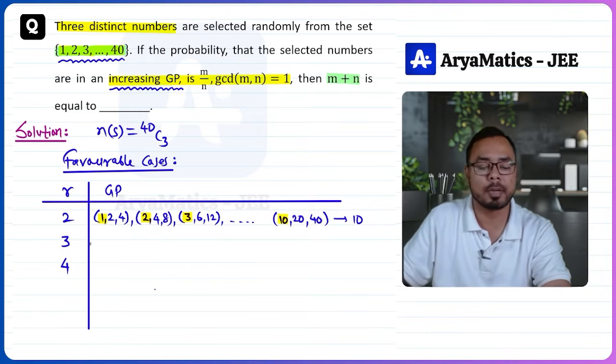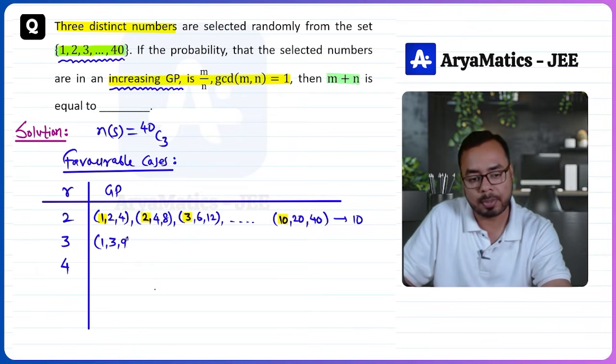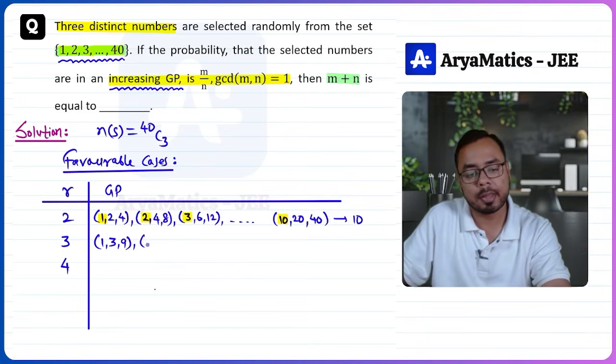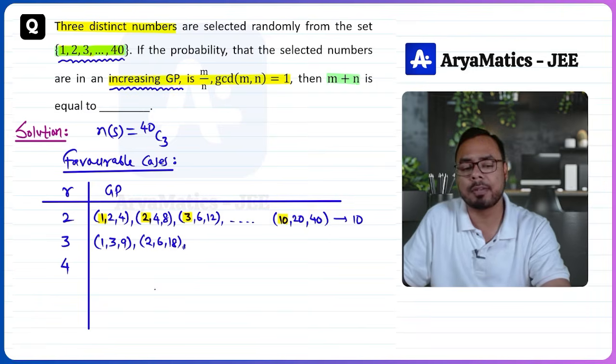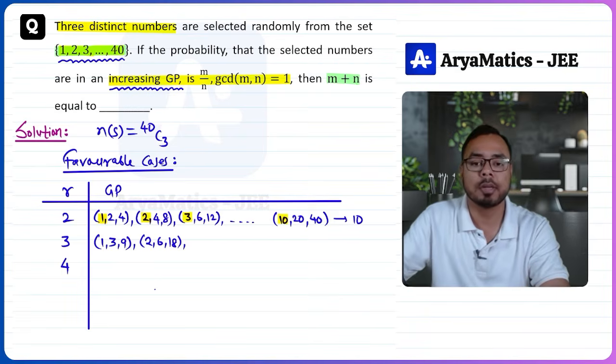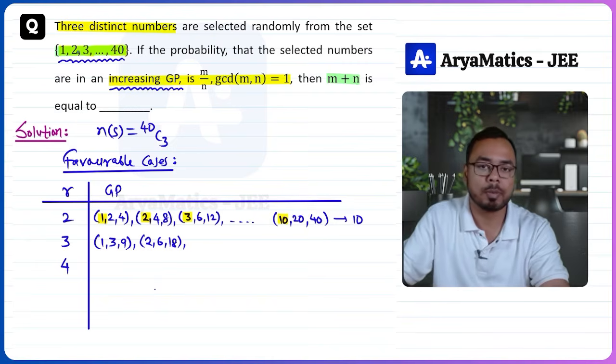Now think of the next possibility. If the common ratio is 3, then first term 1, next one will be 1 into 3, and next one will be 1 into 3 square. So 1, 3, 9. This is a GP with first term 1, common ratio 3. Another possibility is 2, 2 into 3, 6, 6 into 3, 18. And you can see that we'll get only a few GPs because every number we are multiplying by 3, and once you cross the last number 40, you cannot have terms from this set.